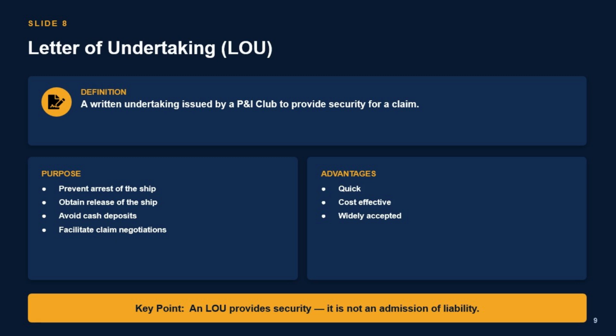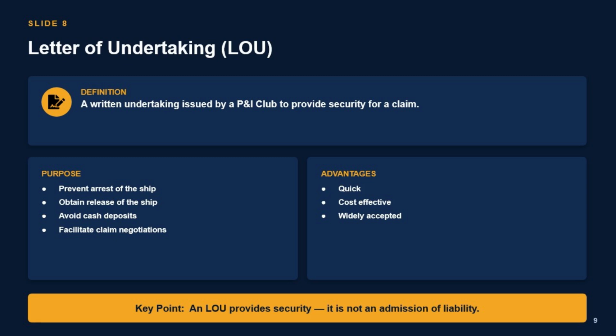Slide 9. Letter of Undertaking, LOU. One of the most common forms of security in the shipping industry is the Letter of Undertaking, commonly called an LOU. An LOU is a written promise issued by the P&I Club on behalf of the member. It guarantees that if the member is found legally liable, the club will pay the agreed amount up to the limits stated in the undertaking.